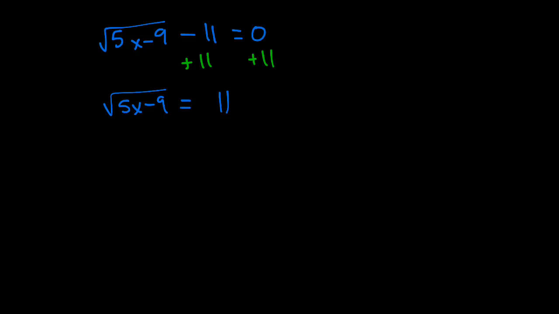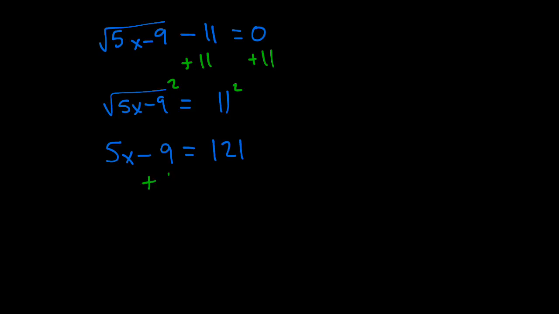The next thing to get to that x is that square root. That's the next thing in the way. So how do we undo a square root? What's the opposite of a square root? Squaring, right? So we square both sides, and squaring a square root gets rid of that. So we have 5x minus 9 equals 11 squared is 121.